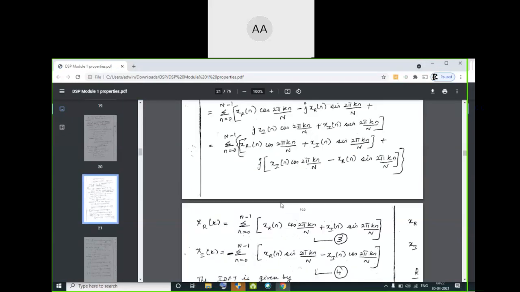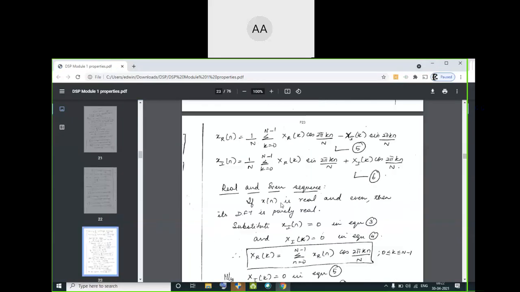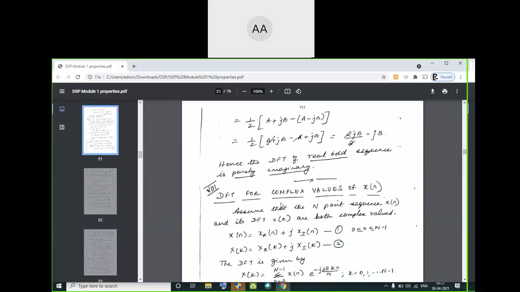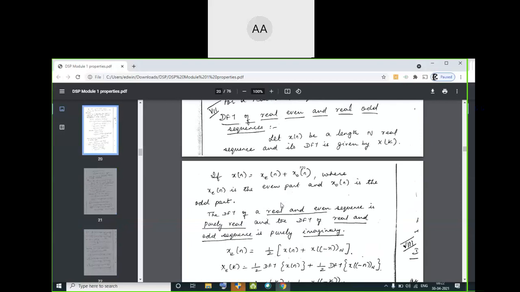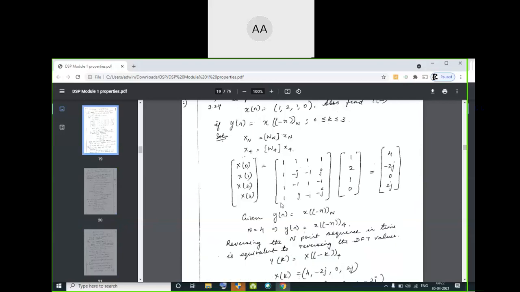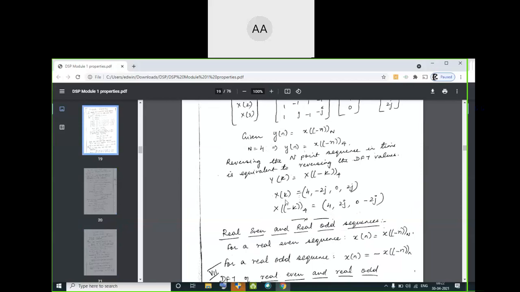Okay, so yesterday we were going through this. We were looking at how to do the DFT for a real sequence. We saw this. I have updated how to solve this; some few steps are missing in this. So y of n is equal to x of minus n.